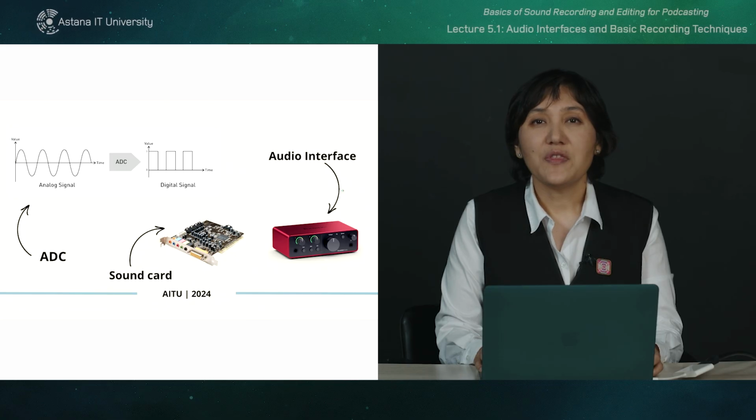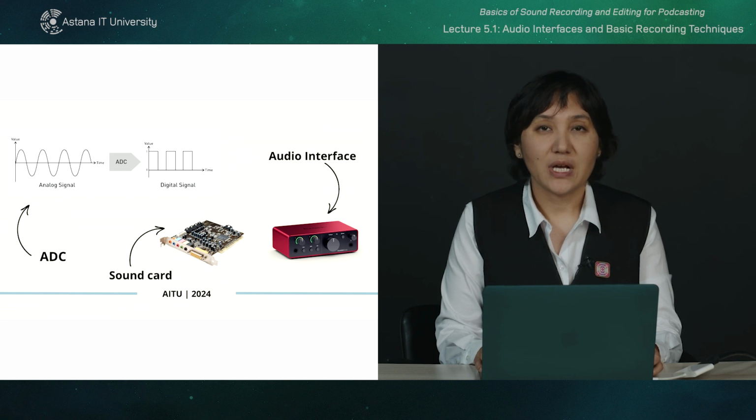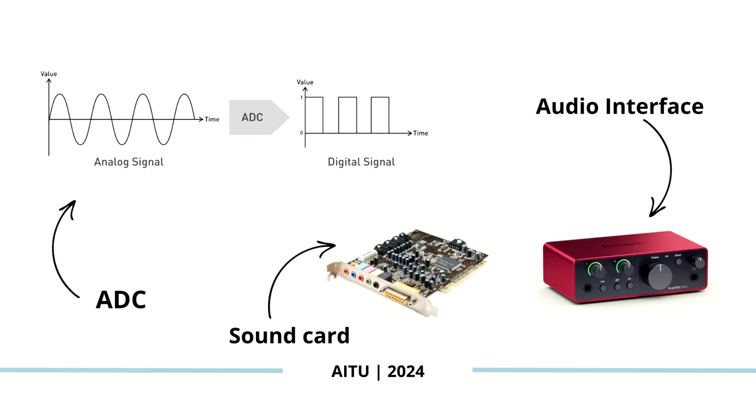Hello everyone, today we will be diving deep into the other parts of equipment for podcasting, including audio interfaces and recording devices. One of the most important pieces of equipment for podcasting is the audio interface. This device acts as the bridge between your microphone and your computer, converting analog sound into digital data for recording. Without an audio interface, your microphone signal wouldn't be usable for your computer.